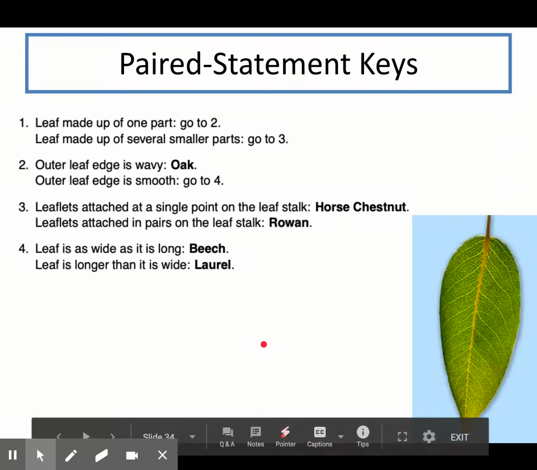Let's try another one. So pause the video here, use this same paired statement key to work out what this leaf is.